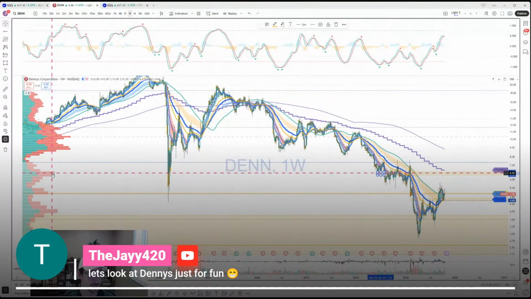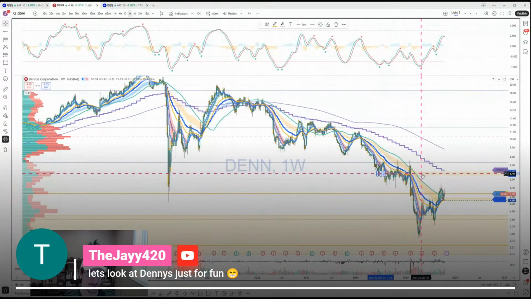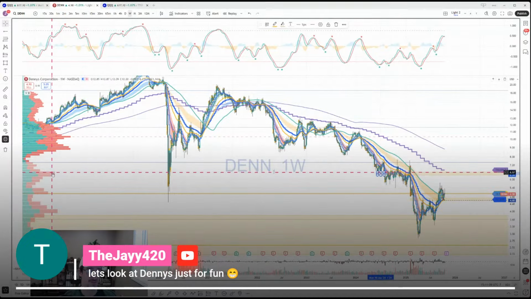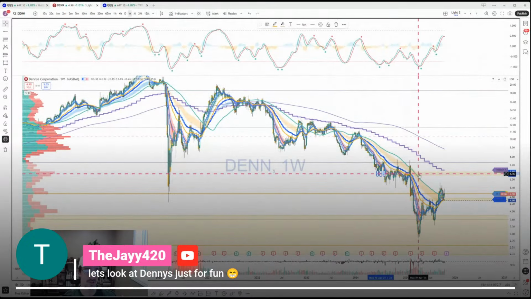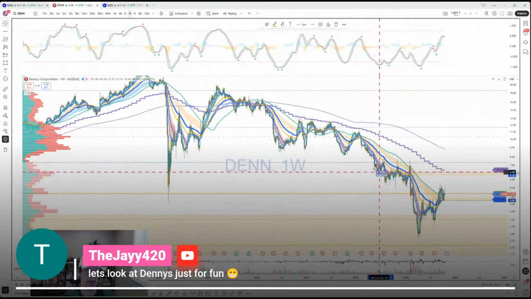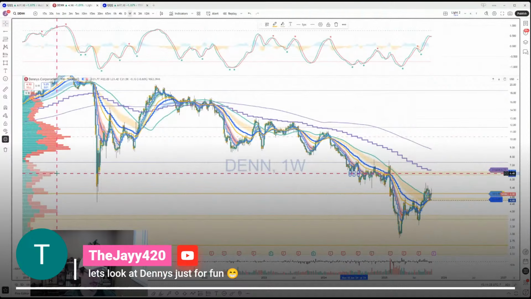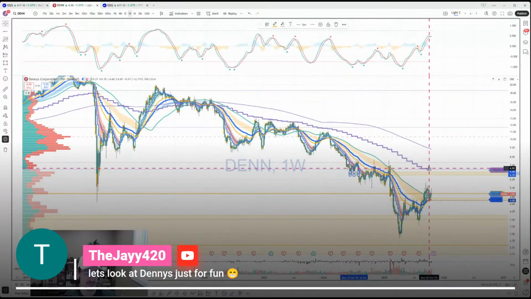Big level there. Yeah. Okay. So usually when you've been doing this for a while, you have a good idea of where the volume shelves, the high volume nodes, are going to be just from seeing the chart where it consolidates like that. So yeah, zone there, that makes sense. So that should be where it tests, and that's the monthly trigger.